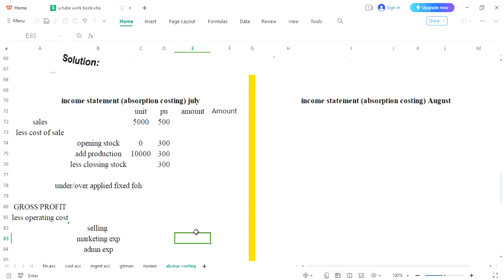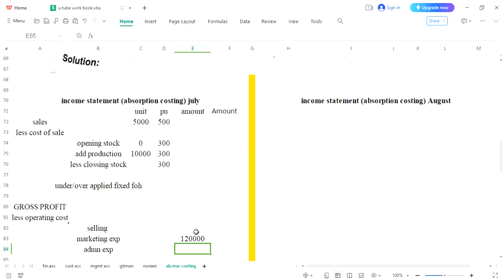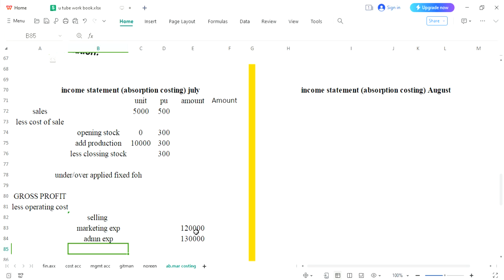So here you can write 120,000. And the second expense is administrative expenses, 1,30,000. Selling expenses are not present. In this way, when you subtract your operating cost from gross profit, you will get your net profit.